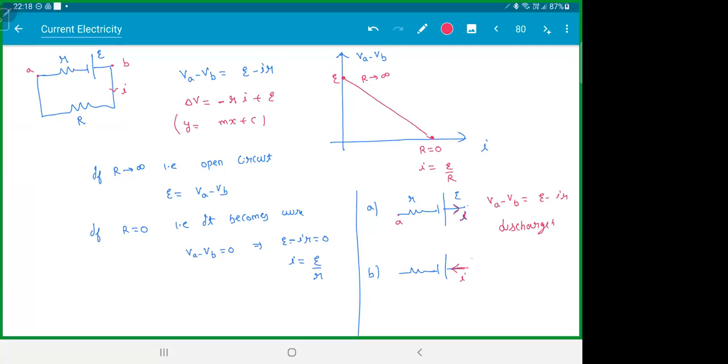Suppose if you send the current into the battery, this is charging the battery. This is what you do when you charge your mobile. In this case, the potential difference VA minus VB will become E plus IR. This is charging the battery.